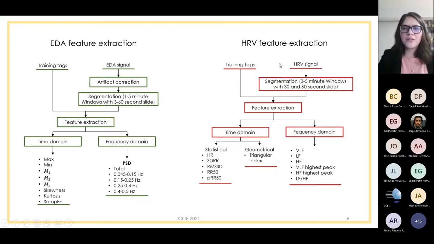And for HRV, it's pretty much done the same for training. And for testing, we do not need to make an artifact correction since the Empatica E4 device automatically eliminates the artifacts, the segments in which it finds artifacts. And then we segment the signal considering 3 to 5 minute window lengths and 30 and 60 second slides. And then we extract these features that are listed here in the time and the frequency domain.